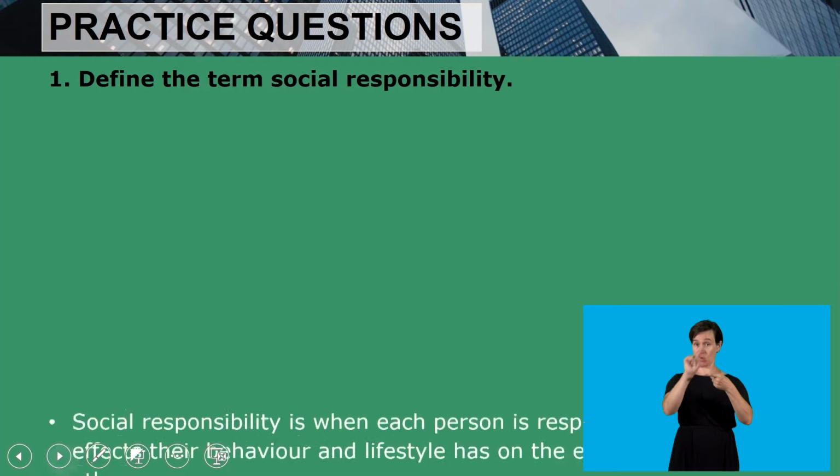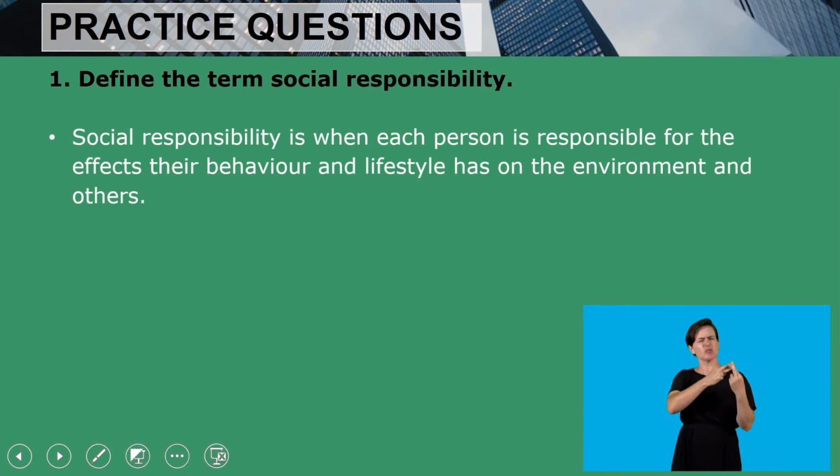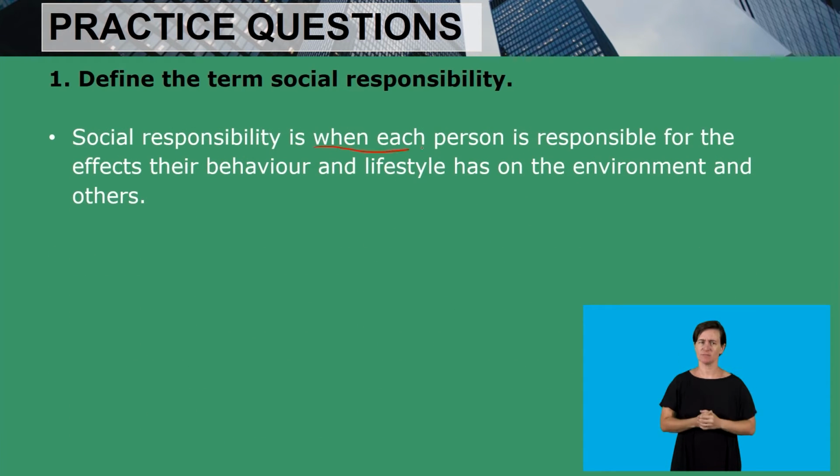The first question says, define the term social responsibility. Social responsibility is when each person is responsible for the effects their behavior and lifestyle has on the environment and others. So when we talk of social responsibility, we are referring to your behavior, the effects of your lifestyle on the environment that you live in. Obviously, you need to behave in a good manner, in a way that you do not violate even the rights of others, making sure that you take care of the environment that you live in.